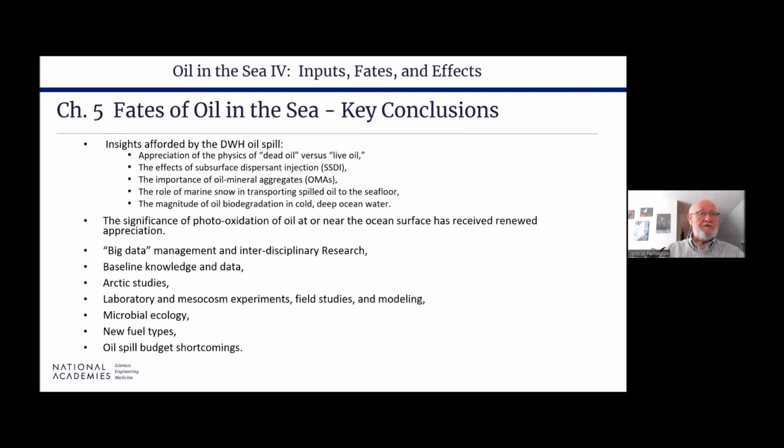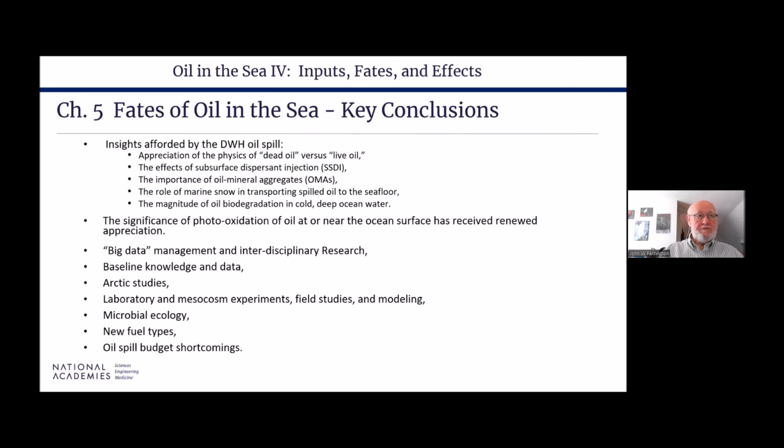The importance of the oil mineral aggregates that Berrin has talked about, the role of marine snow in transporting spilled oil to the seafloor, and the magnitude of oil biodegradation in cold, deep ocean water. Now, let me just point out that even though there were insights afforded by the Deepwater Horizon oil spill, by no means did we focus only on the Deepwater Horizon oil spill. We took into account an amazing amount of literature that came to us from studies around the world, even though we were focused on just North American waters. And these were different types of oil spills under different kinds of conditions. And we had call outs in the report emphasizing certain aspects of specific spills. We've mentioned already the significance of photooxidation of oil at or near the ocean surface has received renewed appreciation.